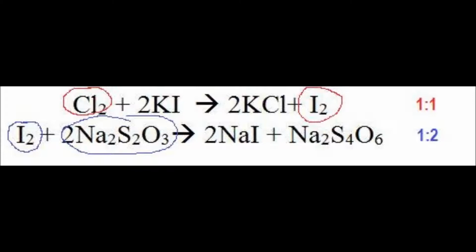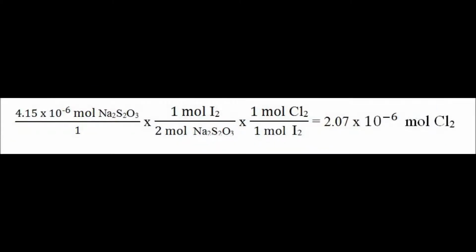With the moles of iodine, you can also work backwards to find the moles of chlorine that had displaced the iodine from the ratio of iodine to chlorine in the first reaction. So after converting the moles of sodium thiosulfate to moles of iodine, and then to moles of chlorine, you can find that there was 2.07 times 10 to the negative 6 moles of chlorine.